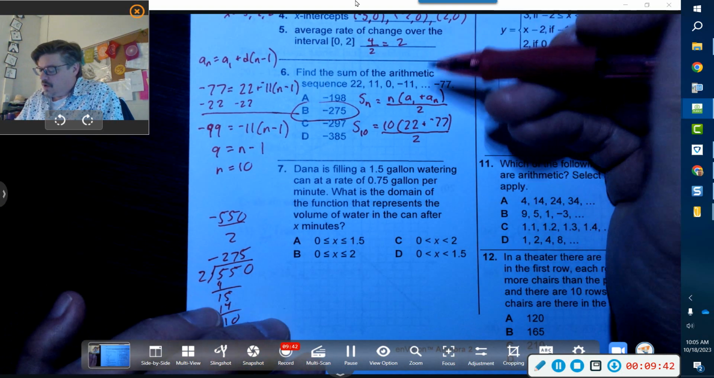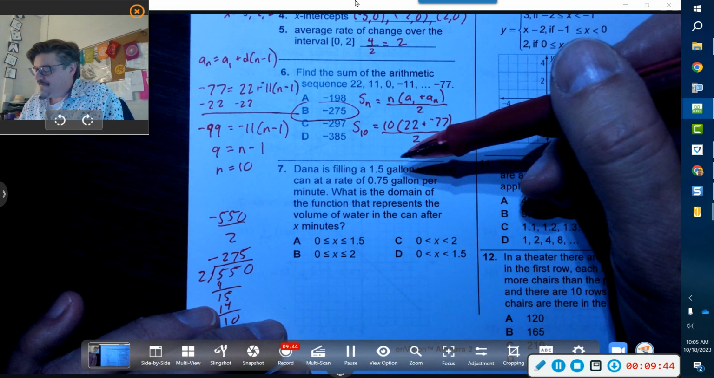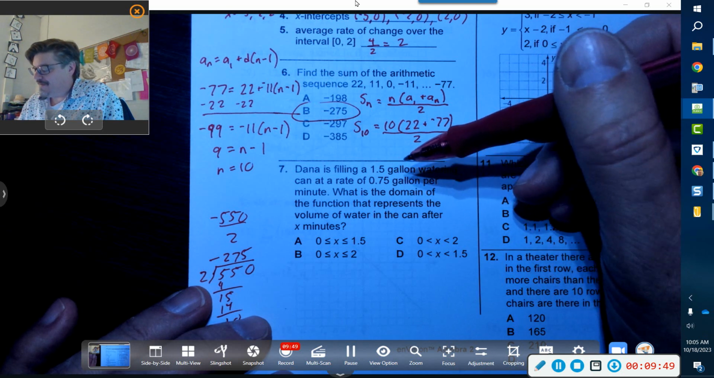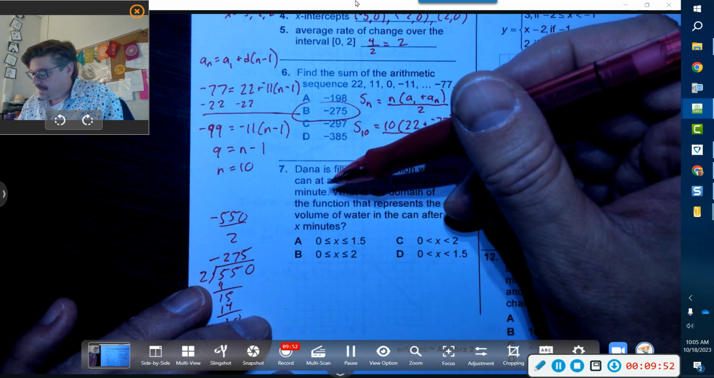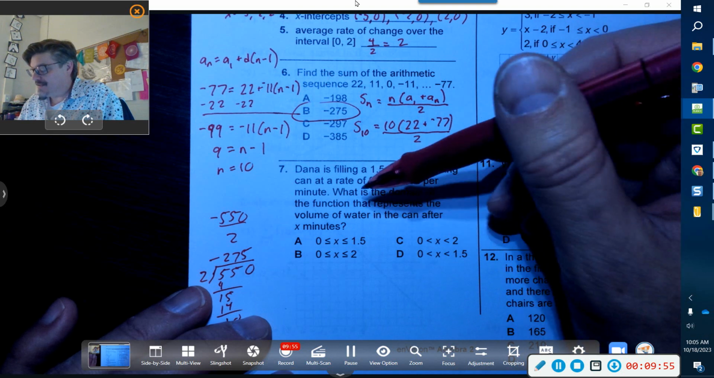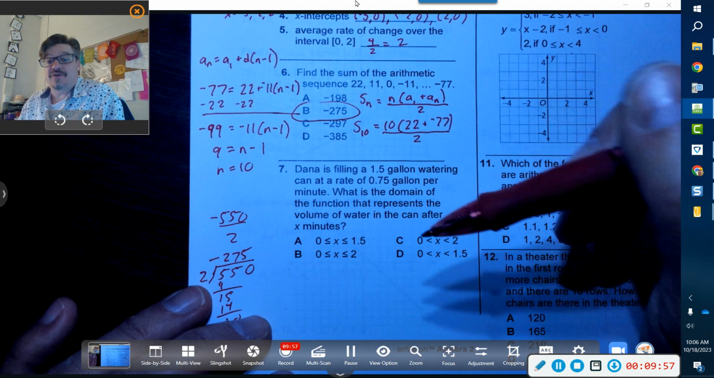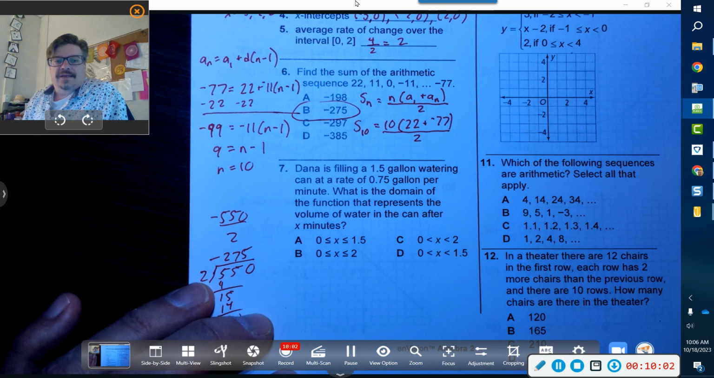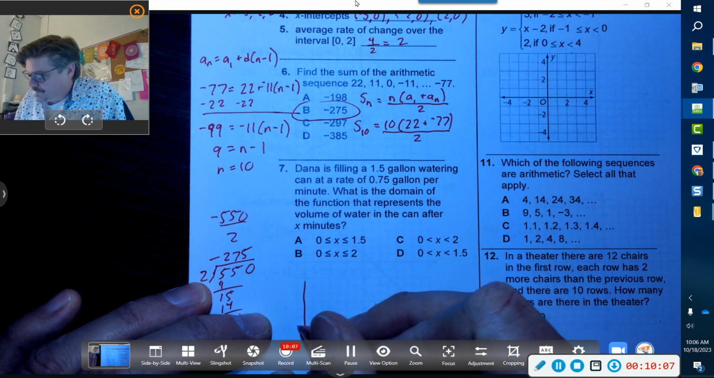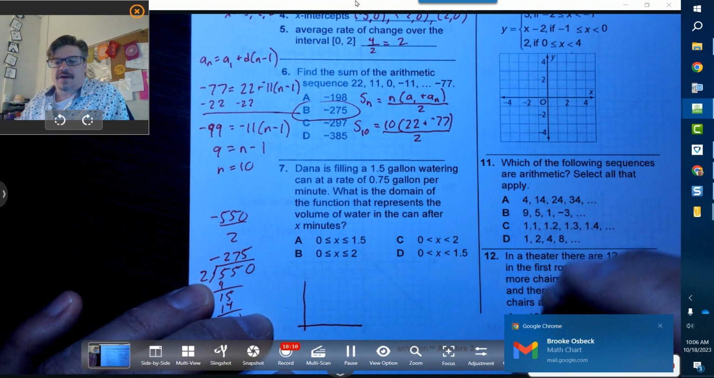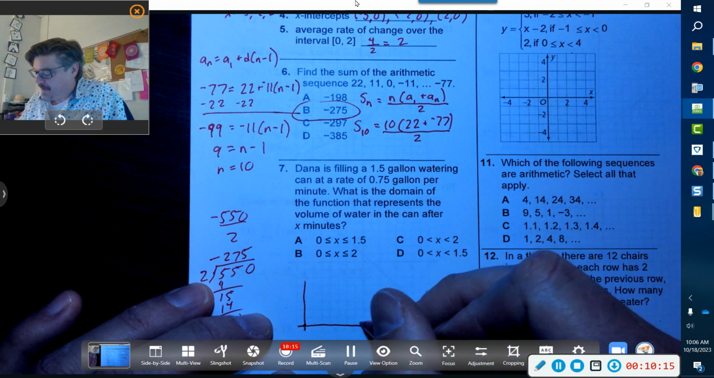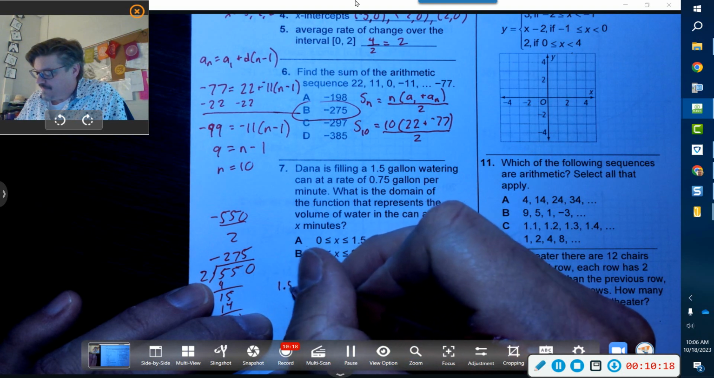Okay, so Dana is filling a 1.5 gallon watering can at a rate of 0.75 gallons per minute. What is the domain of the function that represents the volume of water in the can after x minutes? Okay, so she's filling it. What this means then is you've got to start at time 0, and the max she can fill this up to is 1.5.